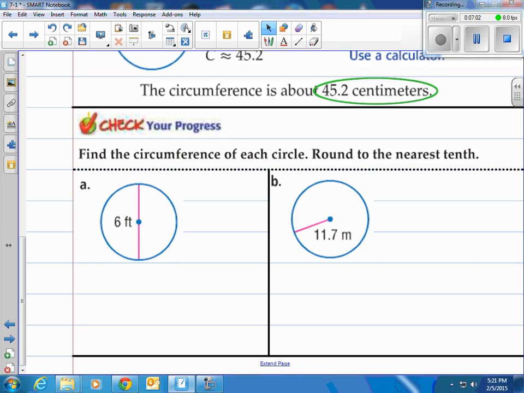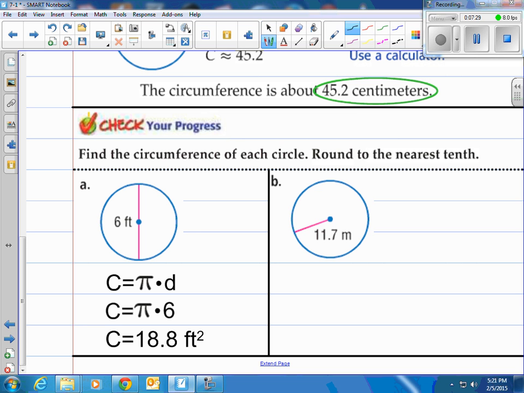All right, the first one, it says find the circumference of each circle. For the first circle here, we have the diameter given as 6 feet. Well, we know that circumference is equal to pi times the diameter. That's one of the formulas we have. So all we need to do is plug 6 in for D. And when we multiply 6 times pi, that's 6 pi's. What do we get? Well, I should change this to approximation. So we have, C is approximately 18.8 feet to the second power.